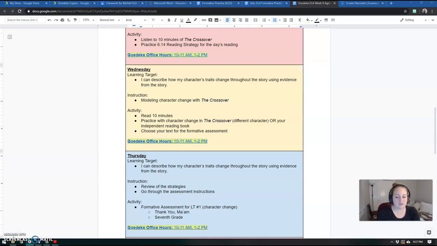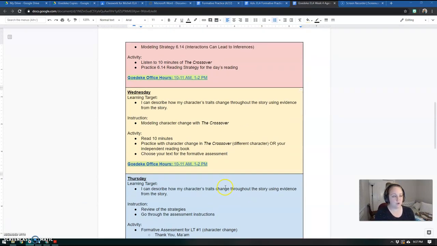For today, I just want to go over a really quick lesson with you and look forward to what we are doing tomorrow. Looking at our weekly agenda, which hopefully you are glancing at, for today it says that we are going to be, for instruction, modeling character change with The Crossover. The learning target is: I can describe how my character's traits change throughout the story using evidence from the story. We'll get into that in a second.